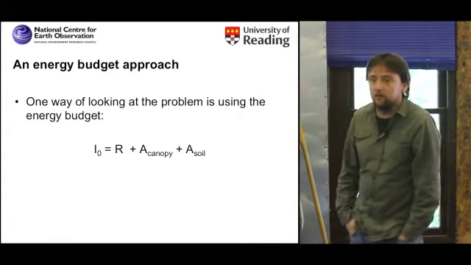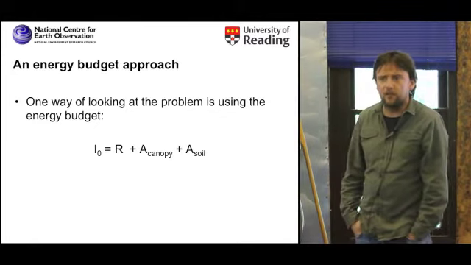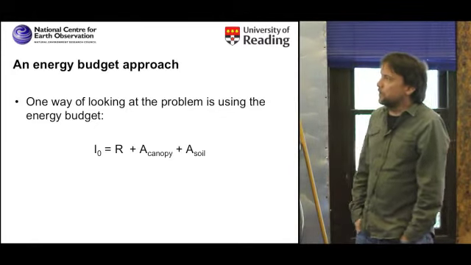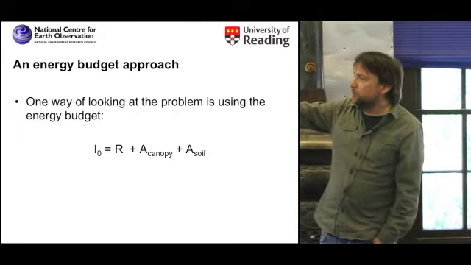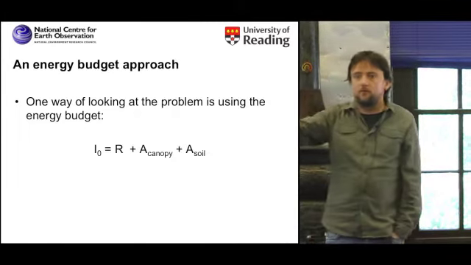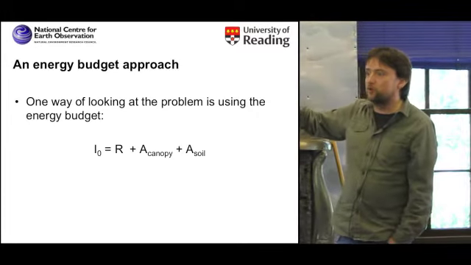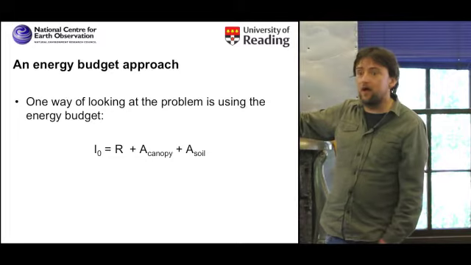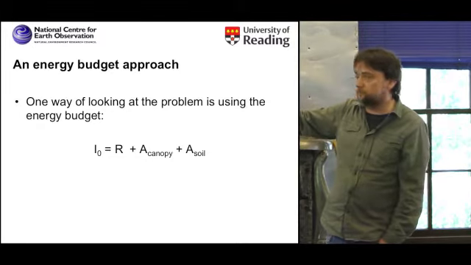Another way of looking at this is to consider that there's some energy budget in play. And so we have the downwelling intensity of radiation, and that is equal to some amount of energy that's reflected plus some amount of energy that's absorbed in the canopy and some amount of energy that's absorbed in the soil. And those things have to balance.